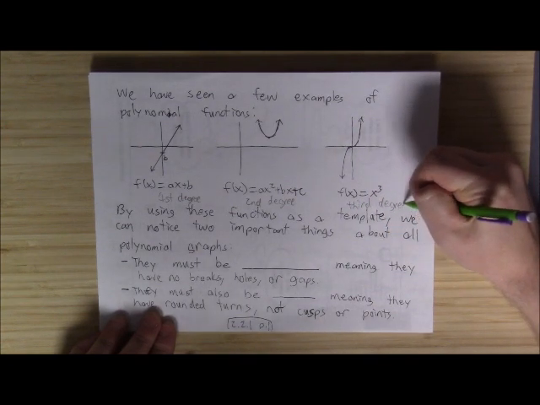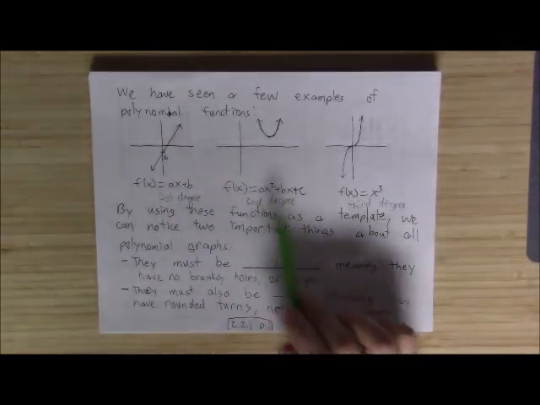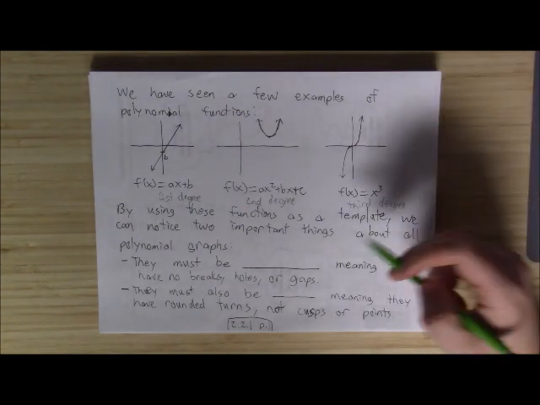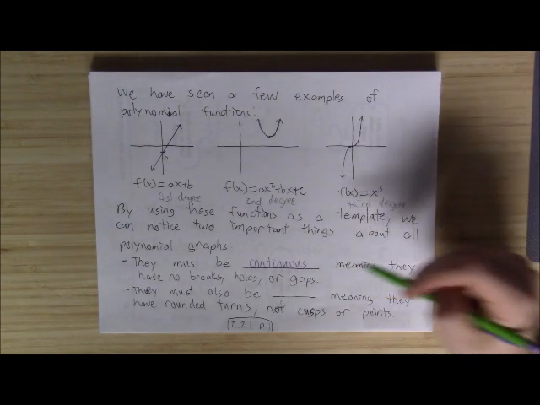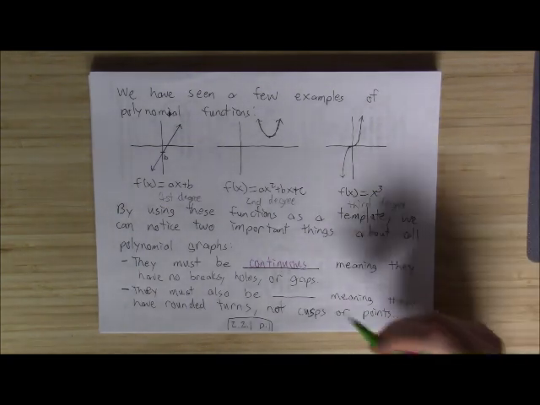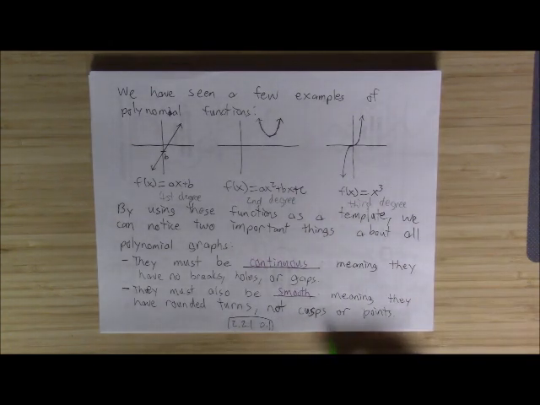Okay, so we've seen a few examples here. These two we've looked at in detail. This one's still kind of a mystery, but hopefully through these next few videos it'll become a bit less of a mystery. Anywho, by using these functions as a template, we can notice two important things about all polynomial graphs. First off, they must be continuous, meaning they have no breaks, holes, or gaps. They also must be smooth, meaning they have rounded turns, not cusps or points.